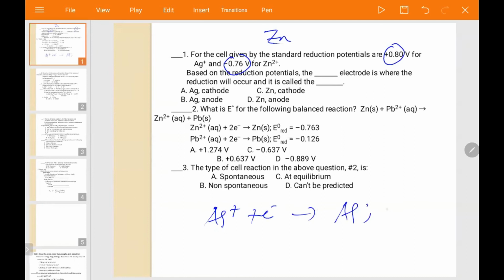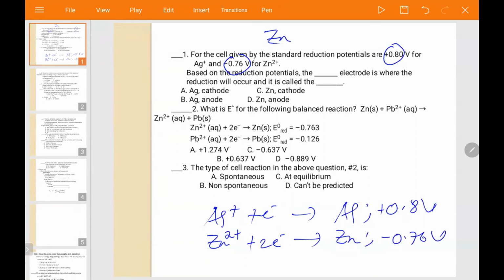So the value for this is 0.8 volt, which is positive. For zinc, by convention, the reduction potential given is for Zn2+ gaining 2 electrons to change to zinc, so this is negative 0.76 volt. The smaller one is zinc, which means zinc acts as the anode. Clear? And the one with the higher reduction potential is the cathode. Any questions on this?